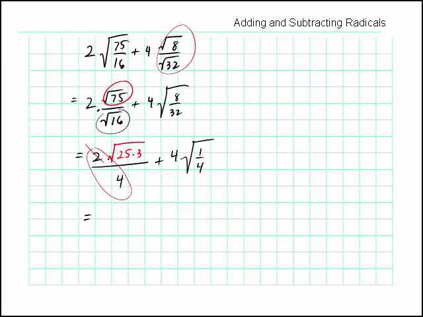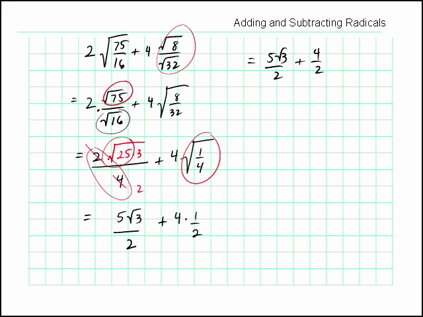In other words, 2 goes into 4 twice. And right here I've got square root 25 is 5. So this becomes 5 square root 3 all over 2. Over here we got 4 times the square root of 1/4 is 1/2. And so this becomes 5 square root 3 over 2 plus 4 over 2. Put that together in one fraction and we get 5 square root 3 plus 4 over 2. And that is our result. And that is all there is to adding and subtracting radicals.